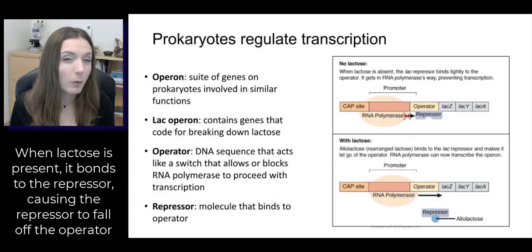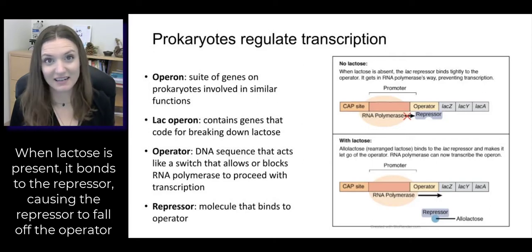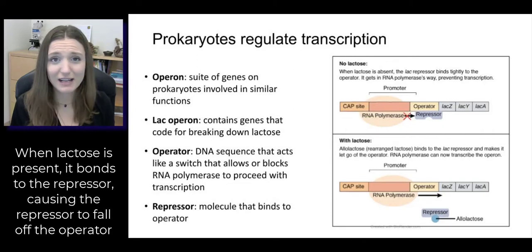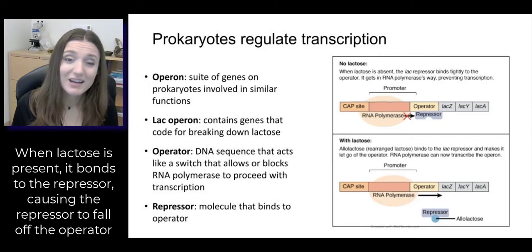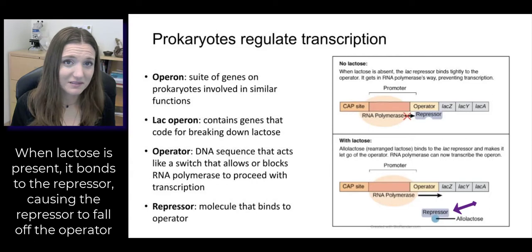But what if lactose is in the cell? Let's say there's an influx of lactose. This cell now has that available as a food source. These enzymes would then be useful when lactose is around, right? So what happens when lactose is available?